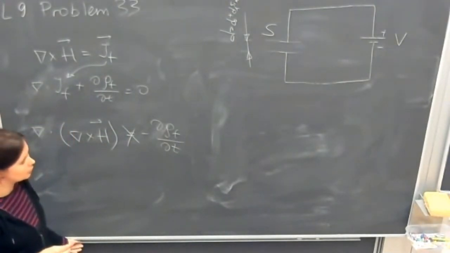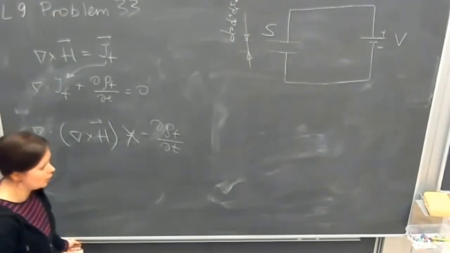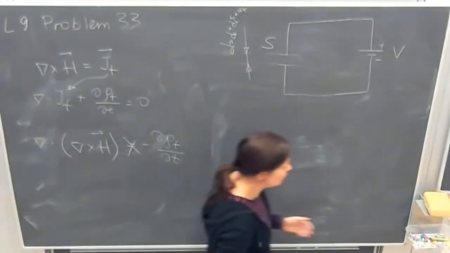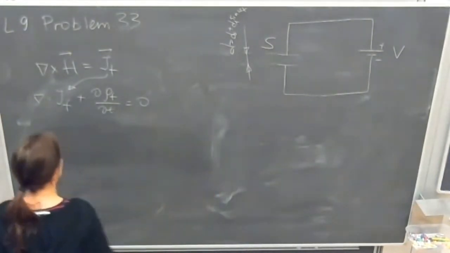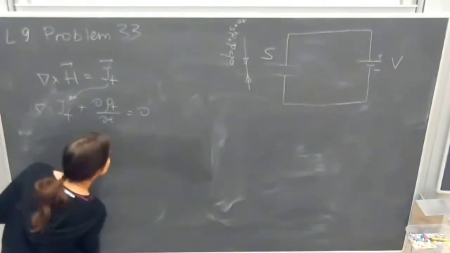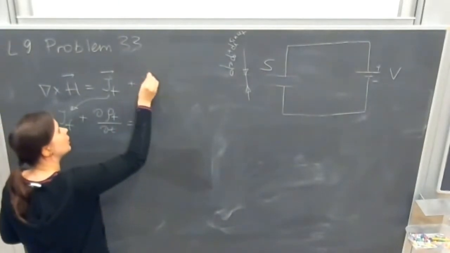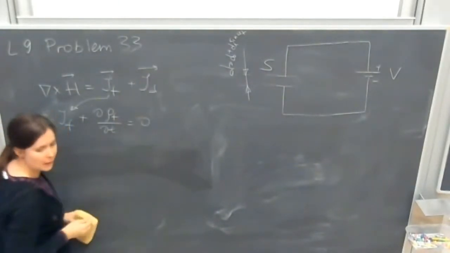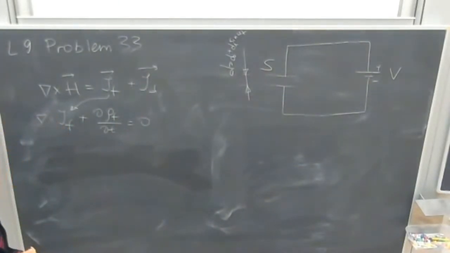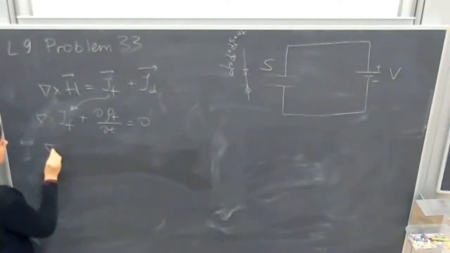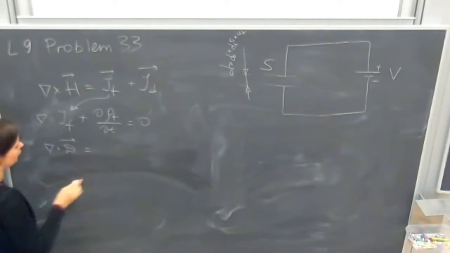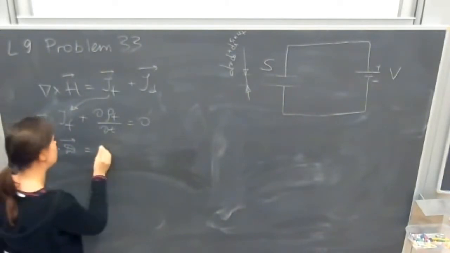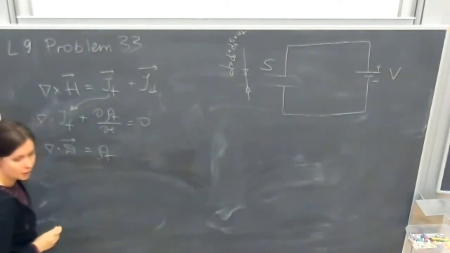Then, to fix this problem, Maxwell introduced one more term in Ampere's law, which is the displacement field and displacement current. There is an important property: the divergence of the displacement field is equal to the free charges.